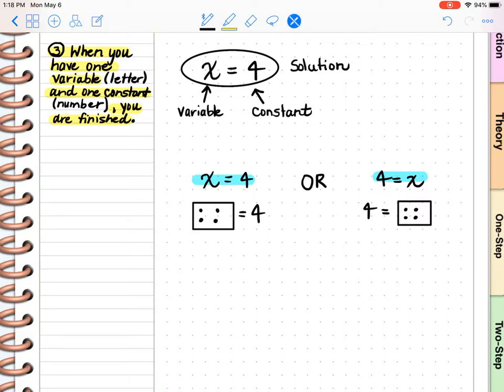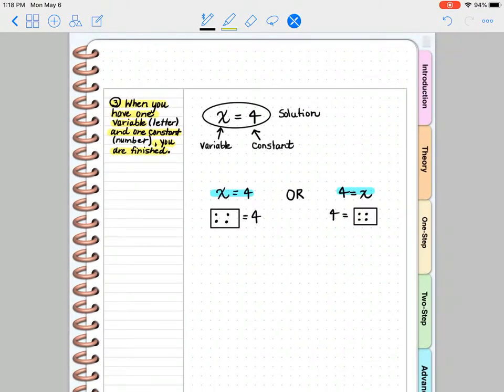Okay, I know those probably make very little sense at this point, but trust me, they will. We're going to start looking at this concept in the next module, the one-step equations. So I'm going to stop this video and I will see you in the next one.